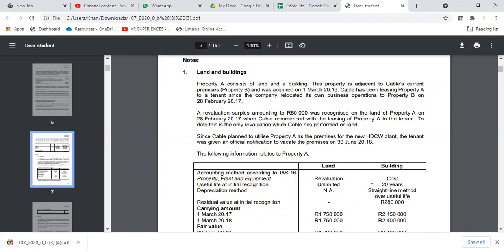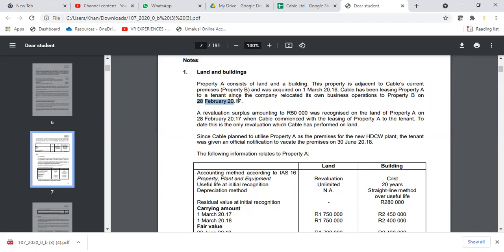So in a prior period, from 28 February 2017, we relocated to property B. So basically from 1 March 2017, property A was leased. So from 1 March 2017, property A was an investment property.